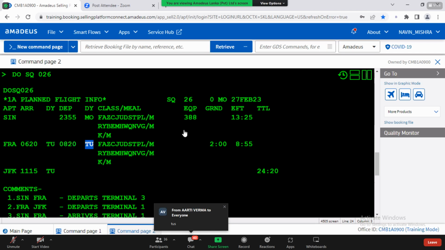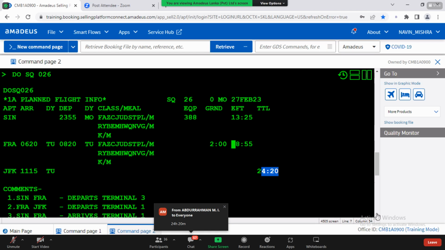What is the day? Tuesday. Now, a passenger might ask a question: tell me how many hours the flight is going to be grounded. So it's a 2 hours grounded time. Now, between Frankfurt and John F. Kennedy, what is the estimated flight duration? 8 hours 55 minutes. And from Singapore to John F. Kennedy, what is the total flight duration? 24 hours 20 minutes. Is that clear?